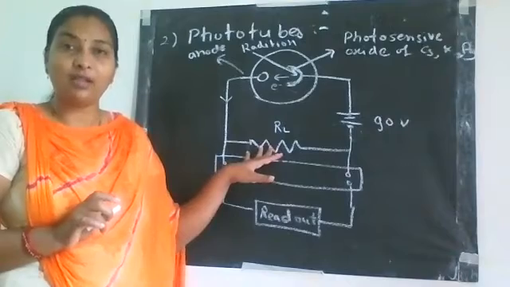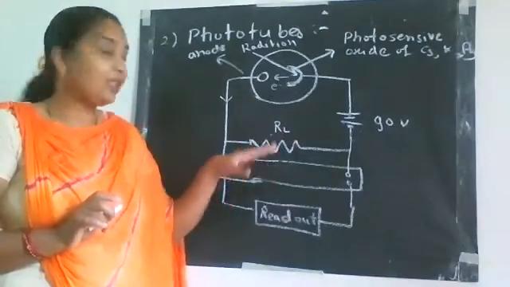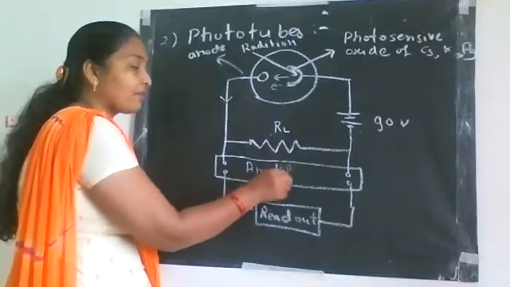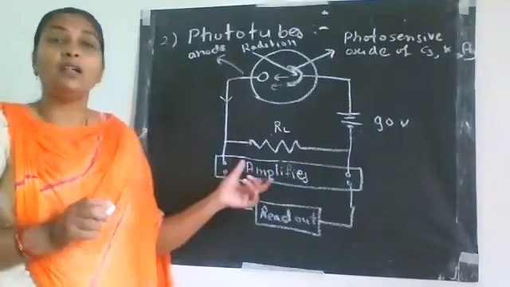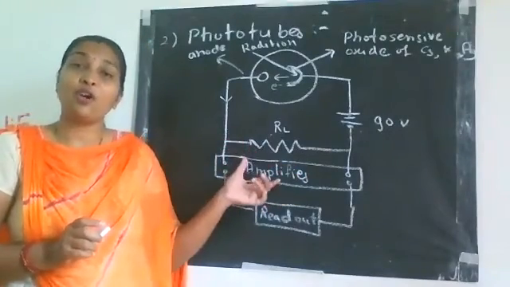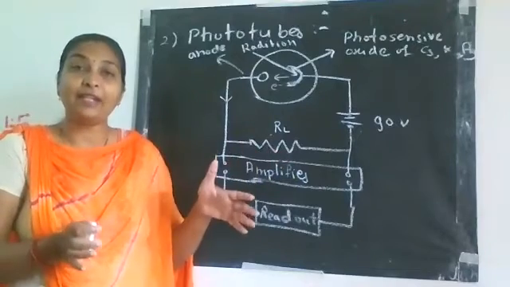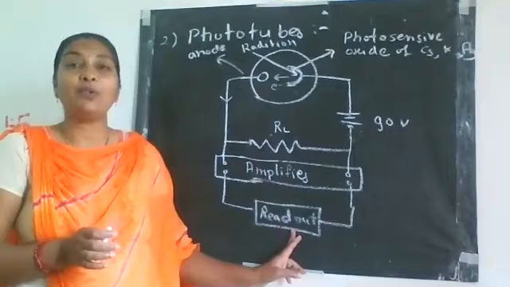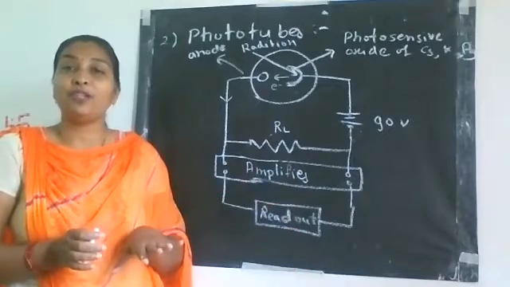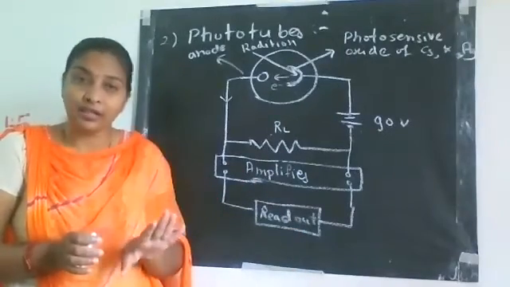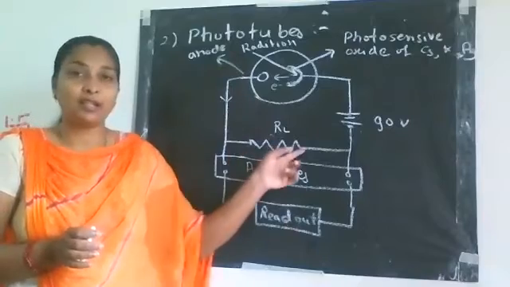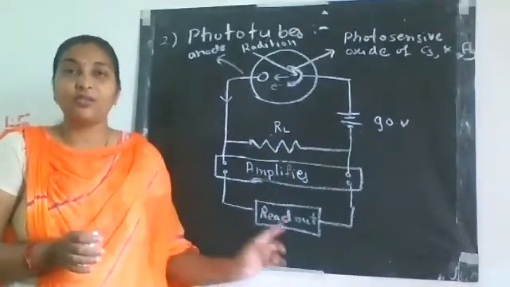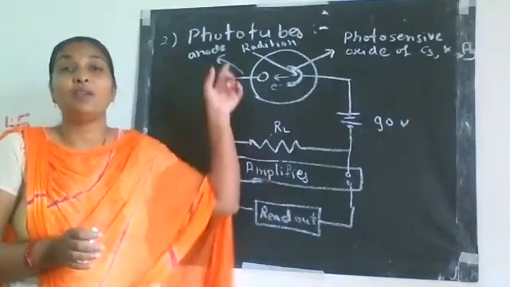That signal of photocurrent or IR drop is sent to the amplifier, where the signal gets amplified, and then it is sent to the readout device. The readout device gives us the magnitude of the radiant power or current produced in this circuit, and that current is directly proportional to the radiant power. So this is the working of the phototube.